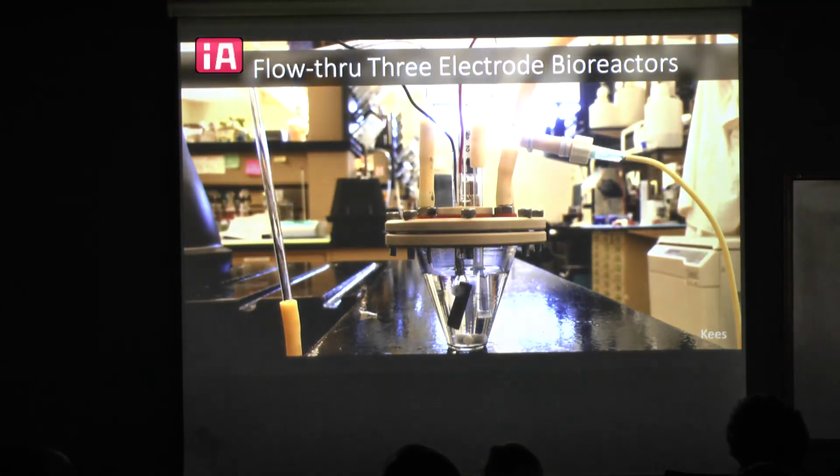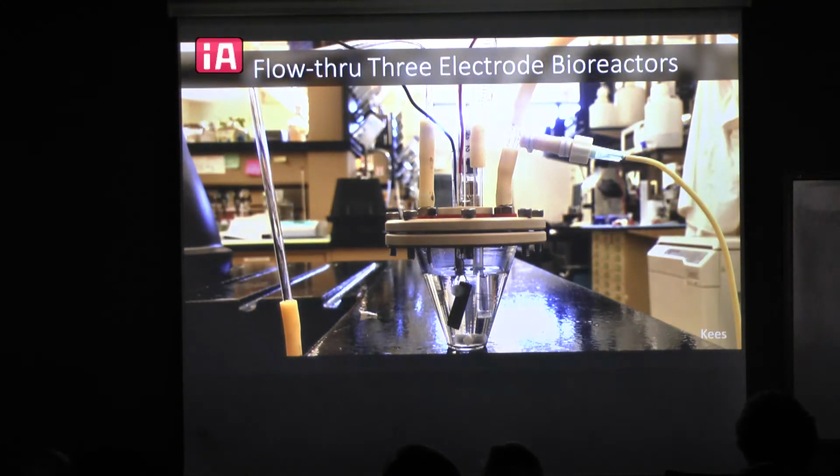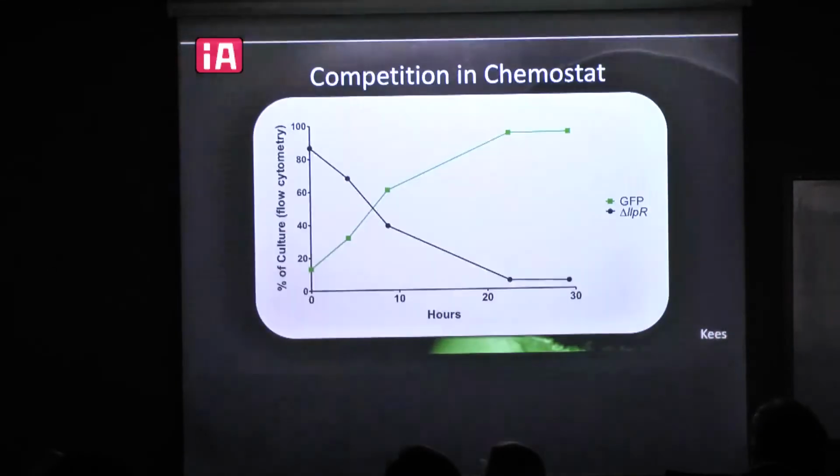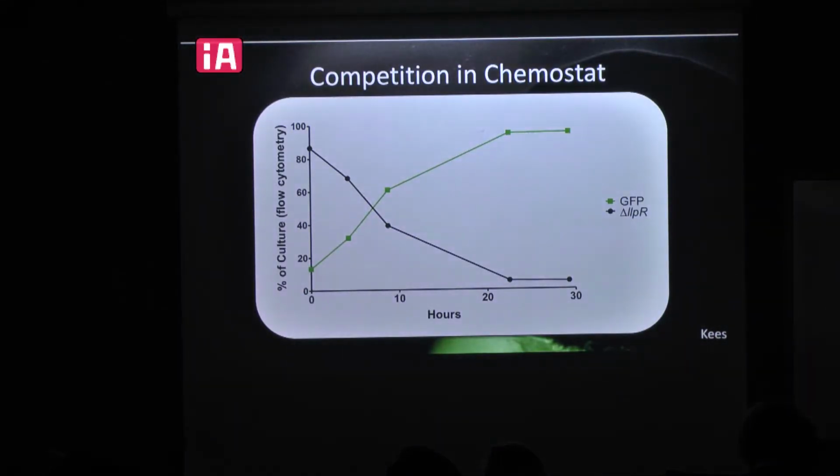But what we wanted to do is actually test this in a bioreactor. And to do this, my student Eric had to re-engineer the tops of these little bioreactors to turn them into a chemostat, a flow-through three-electrode bioreactor. And so now this is the same experiment in this flow-through bioreactor where cells are actually respiring fumarate. So the electrode's not on, they're just in that reactor. And we see a similar thing. So we see the fast-growing cells rapidly overtaking the slow-growing cells.